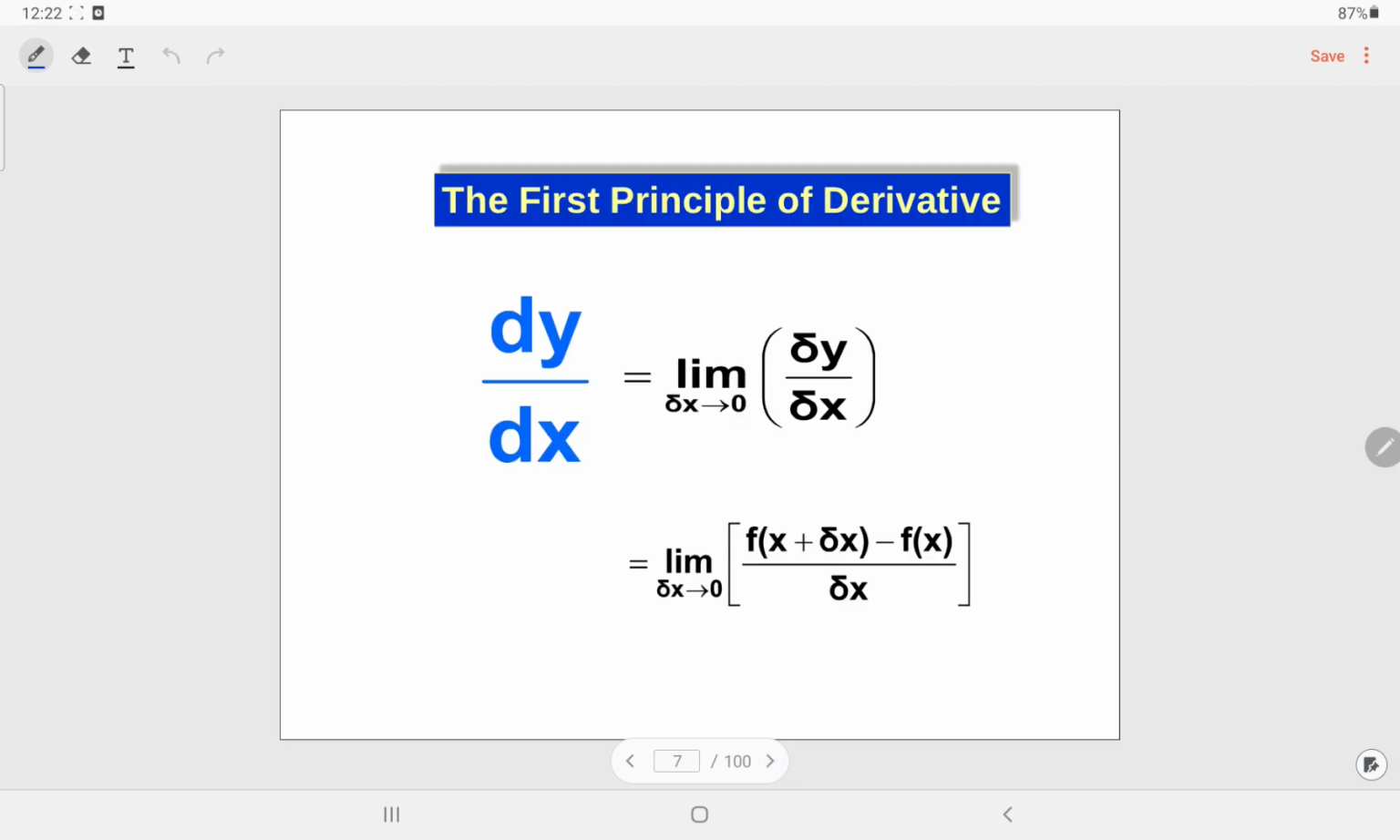Okay, just now you need to memorize the formula, the first principle of derivative. dy over dx is equal to the limit as delta x approaches 0 of delta y over delta x. Just now we know that delta y represents this one, and delta x represents this one, from the graph just now.